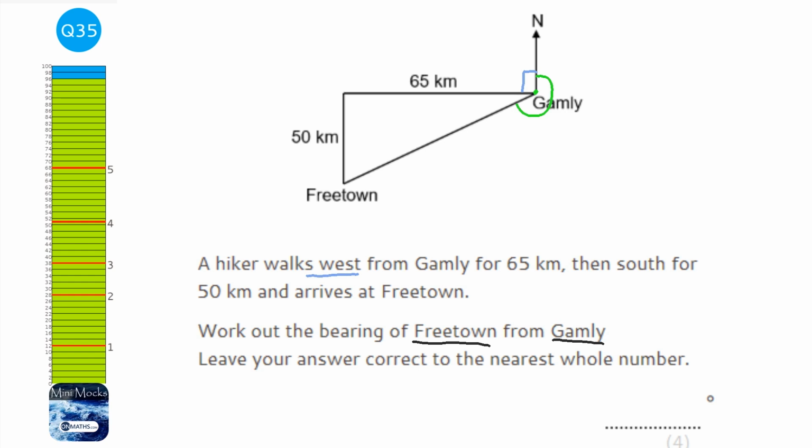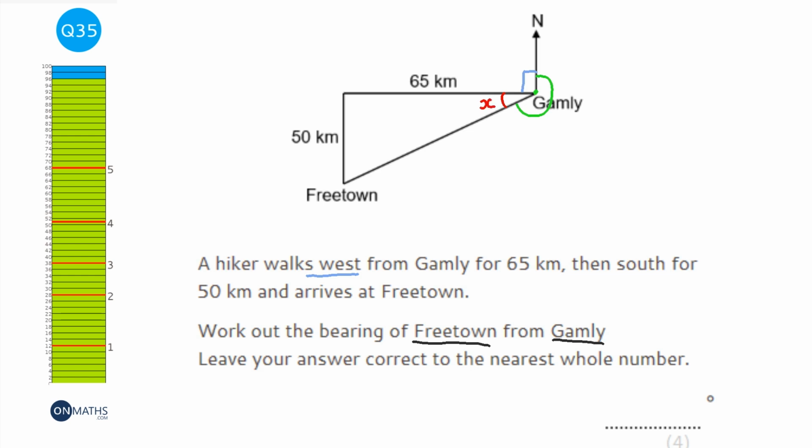So we know we've got 90 there, and if we knew this one here, then we could add it to 90 degrees and take it away from 360 to work out the green bearing. So it's this red angle that we're looking for, which I'm going to call x. So we use trigonometry.